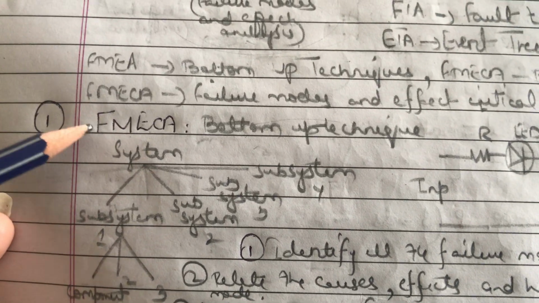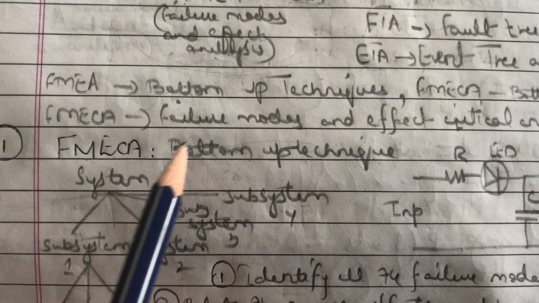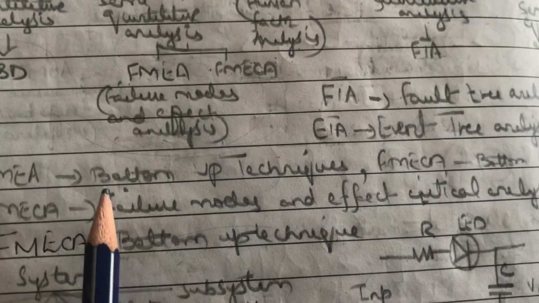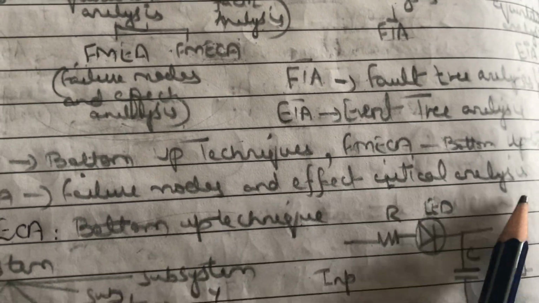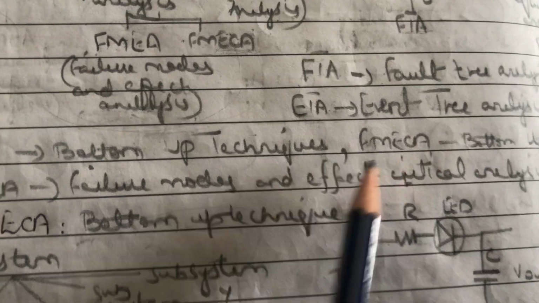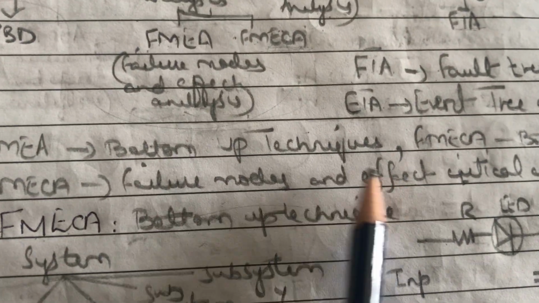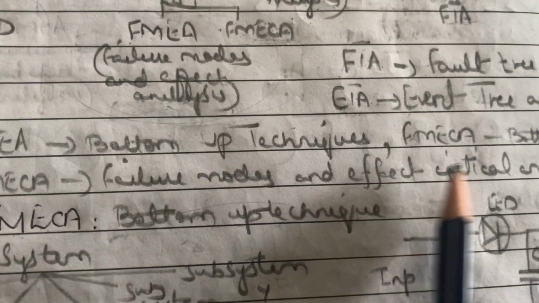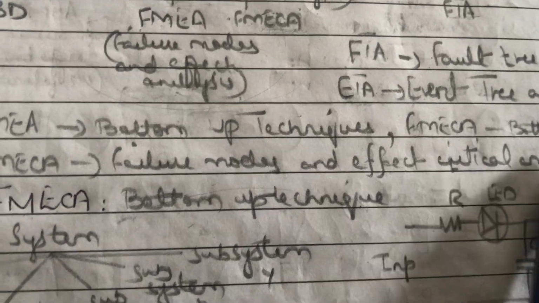Okay, now we have FMECA. I told you this one is a bottom up technique. FMECA is Failure Mode, Effects and Criticality Analysis. This is the critical analysis, and failure modes are also present, and the effects would be defined on these failure modes. Okay, this one is the critical analysis.